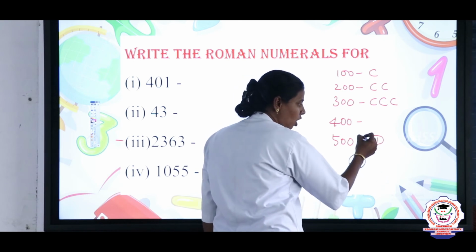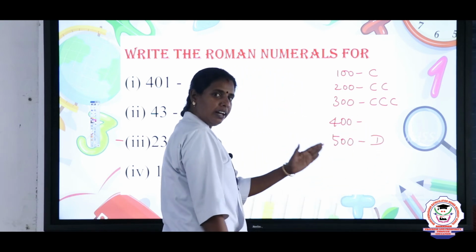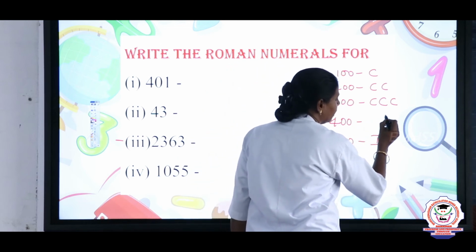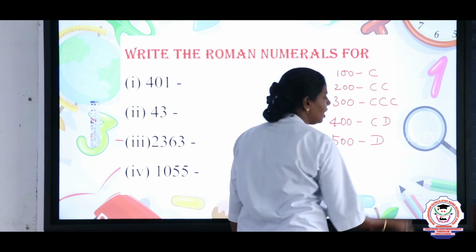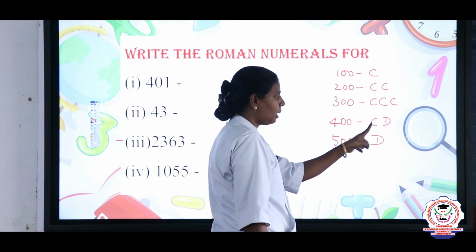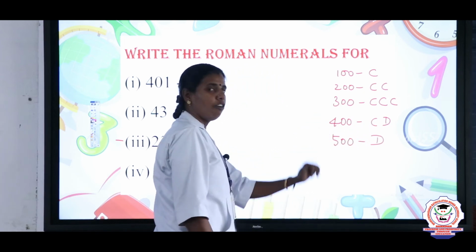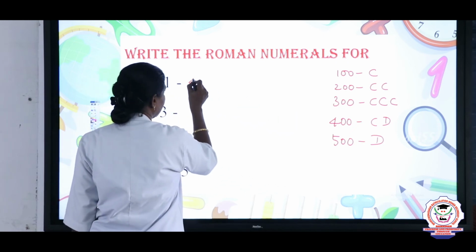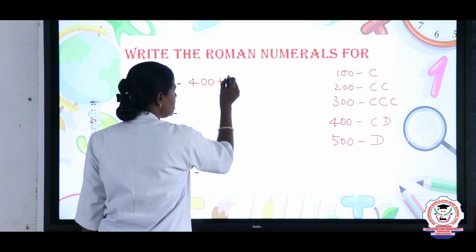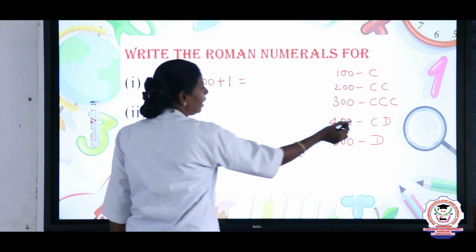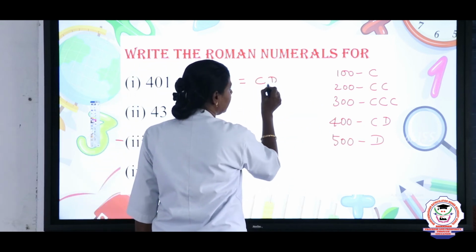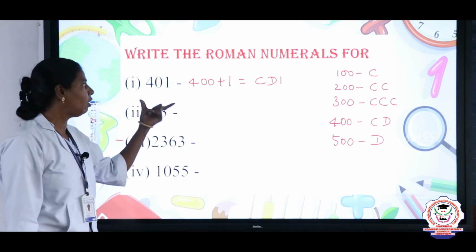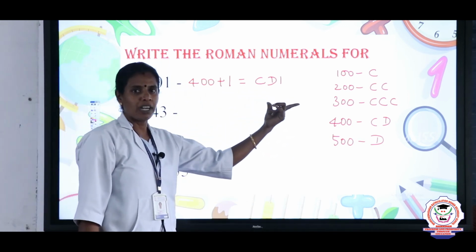So, when the smaller symbol is written on the left side of the bigger symbol, it will be subtracted. Like D, on the left side, if I take C, which is 500 minus 100, it is 400. Is it clear? So, 401 is like 400 plus 1. So, for 400 the symbol is CD, and for 1 the Roman number is I. Is it clear how to write the numerals into Roman numerals?